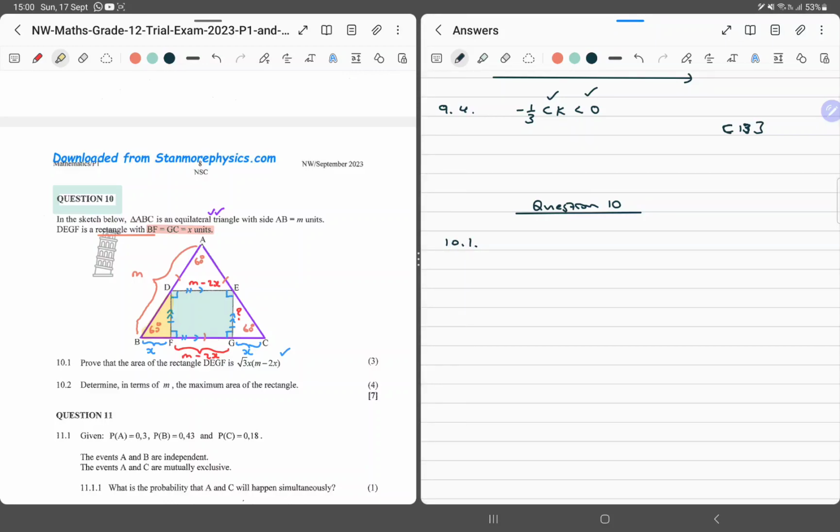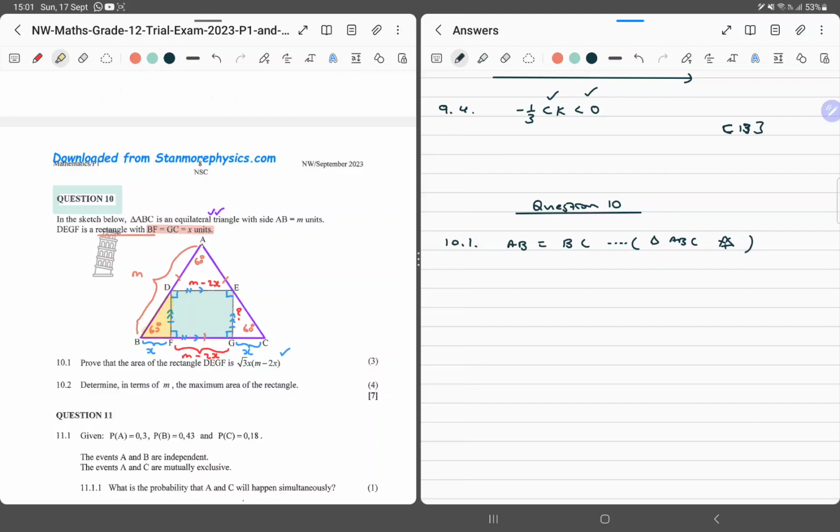10.1. To answer 10.1, we can simply say AB is equal to BC. Why? We know that triangle ABC is an equilateral triangle. You just show it like that. Okay, maybe let's show it better. So in an equilateral triangle, all sides are equal.